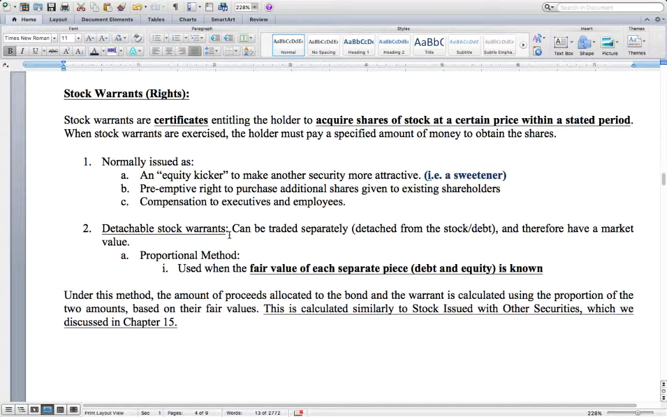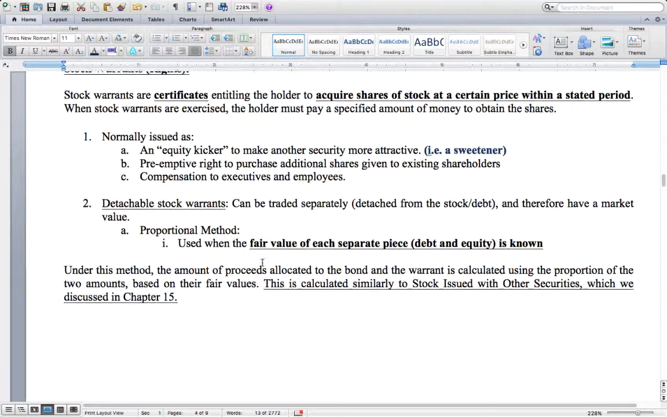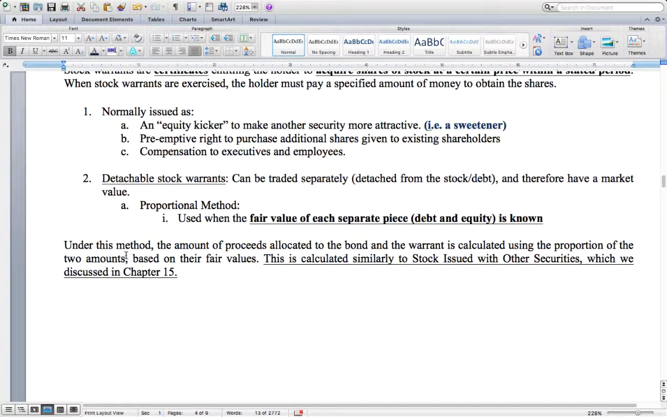There are two methods in which you can account for this. We will focus on the proportional method primarily, but this is used when the fair value of each piece, both the warrant and the equity, is known. This is accounted for exactly like you did in chapter 15 for stock issued with other securities, in which you had to come up with the proportional amount of fair value to determine how the proceeds were allocated.